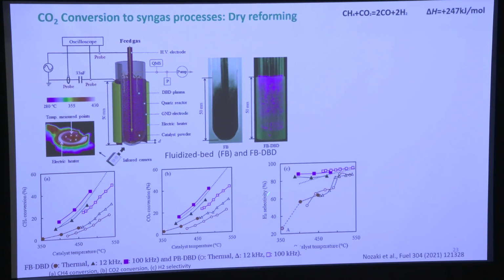And the selectivity can reach 90%. What is the open solid circle? With that you can see the fluidized bed dielectric barrier discharge is much better in selectivity than the thermal case. Again, I think in the thermal case they only drive it to equilibrium, while with plasma they drive it to non-equilibrium. So you can have a high selectivity, but the conversion is still 50% or below. That is a challenge.